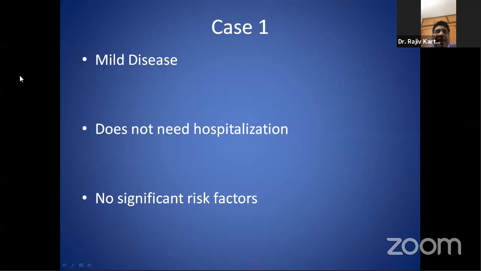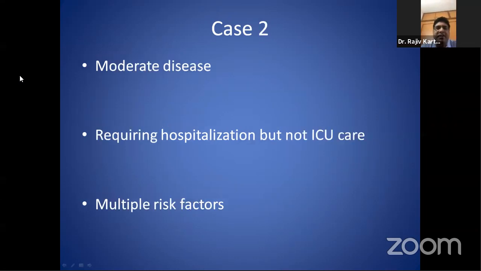Okay, we'll move to the second case, and Vasant, I'd like you to discuss this as well. This is somebody with moderate disease, like we discussed in the second patient. Doesn't really require ICU care, but requires to be admitted in the ward. He has one or more risk factors. How would you treat him? And could you elucidate a little about the drugs that are available and the sort of evidence we have for using these drugs?